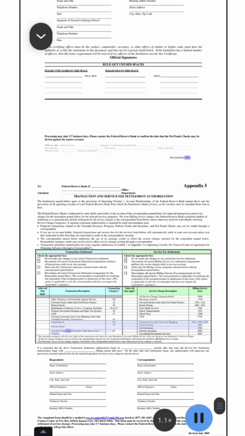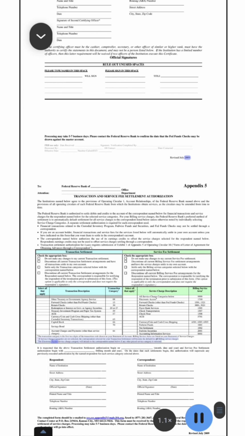Account Charges and Payments, other than service charges, 84. Fedwire Securities 2001. Accounting Information Services 8401. 1. The transaction category is the first two digits of the transaction code shown on your statement of account. Billing service areas are listed on your statement of service charges. 2. If service charge categories are not selected, the correspondent selected for your transaction settlement will become the default for all billing service charges. 3.